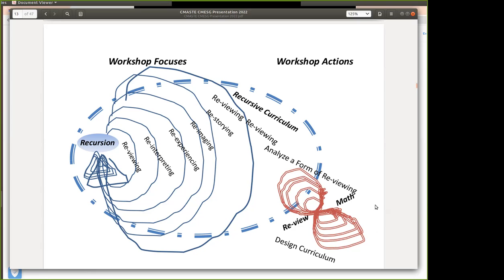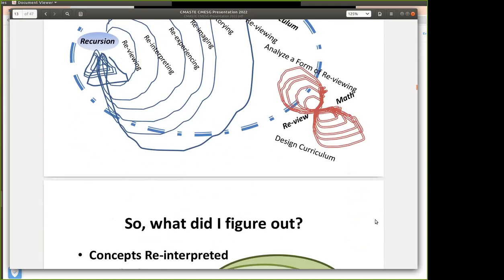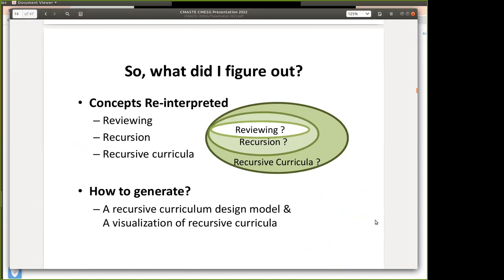A very interesting part about the workshop is that there is a third dimension, which I hadn't anticipated before, but it showed up when I was interpreting the workshop information. I realized that I actually learned some math concepts by interpreting the workshop texts. So what did I figure out? Certain concepts were reinterpreted. My focus is on those 3 concepts: reviewing, recursion and recursive curricula. Recursion is a key process of the recursive curricula.